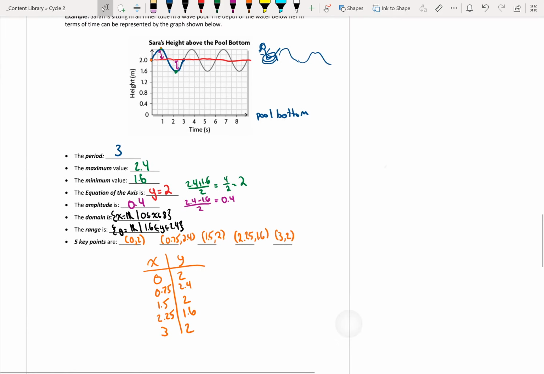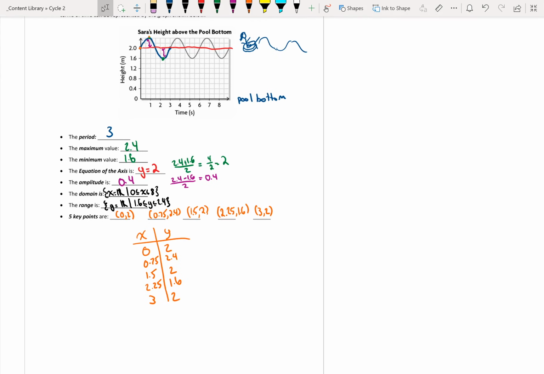So again, that's a brief overview of looking at the sine wave. And again, the sine wave is going to be our main version of the periodic functions that we look at from now on.